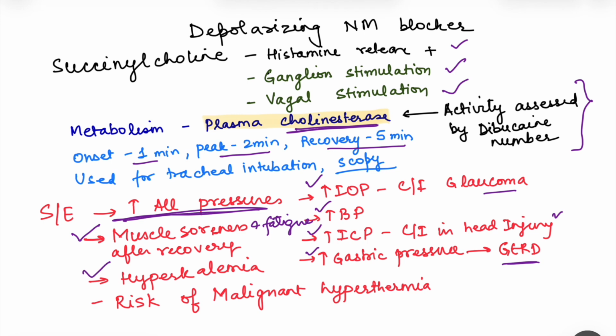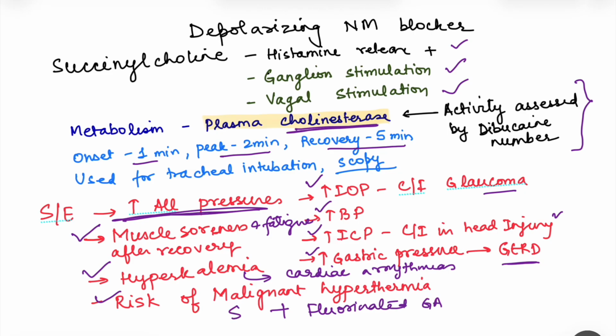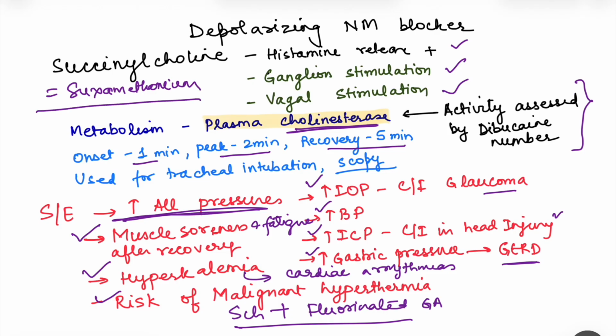Then there is risk of hyperkalemia, and this can land up in cardiac arrhythmias. Okay, hyperkalemia, always there is risk of cardiac arrhythmias, and then there is risk of malignant hyperthermia if this succinylcholine is given along with the fluorinated general anesthetics. So when we combine succinylcholine with fluorinated general anesthetics, there are chances of malignant hyperthermia in susceptible individuals. So that is about succinylcholine. Remember that succinylcholine is also known as suxamethonium, and it is the only known depolarizing neuromuscular blocker.